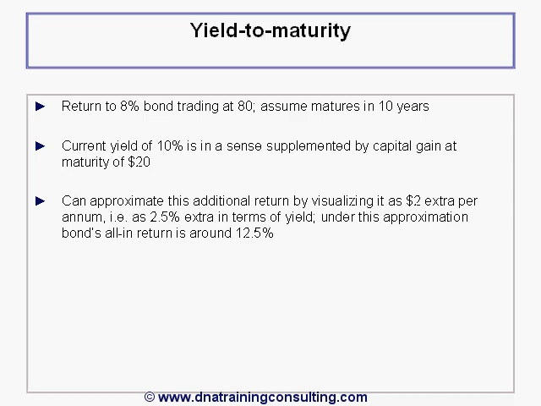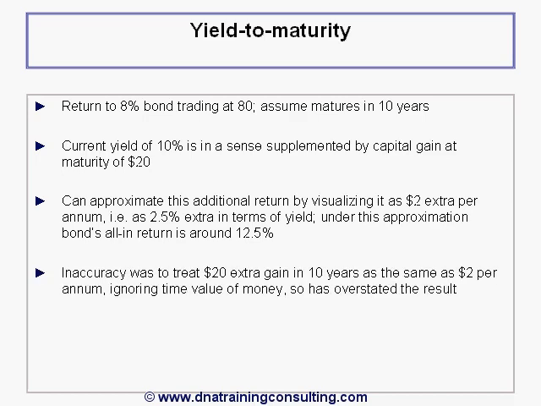This would be a reasonable approximation, except for the important inaccuracy of amortizing in effect the $20 capital gain in a linear manner as we did, which ignores the reality that this gain is earned only at maturity and therefore fails to reflect the time value of money. You should be able to recognize that our simplistic approximation has overstated the all-in yield to maturity, since it has treated the $20 capital gain at maturity as equivalent to an annual cash flow of $2 for 10 years each. And this is obviously not the case.